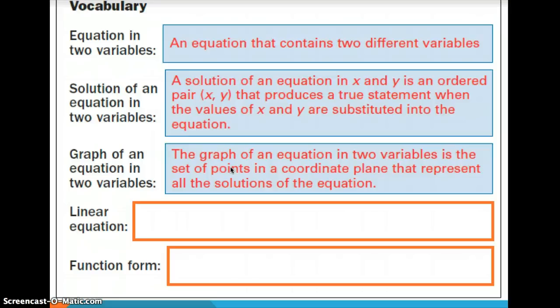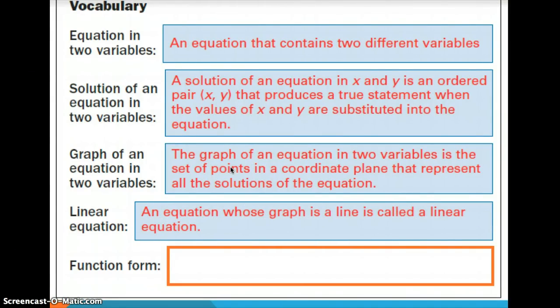Linear equation. The word linear means line, so it's an equation that makes a line. An equation whose graph is a line. That's all you need to write. An equation whose graph is a line. That's what linear means, line.